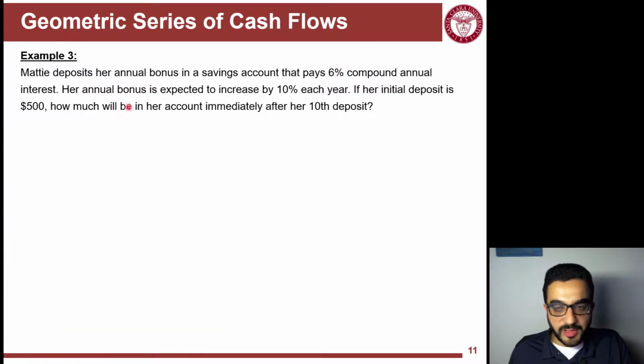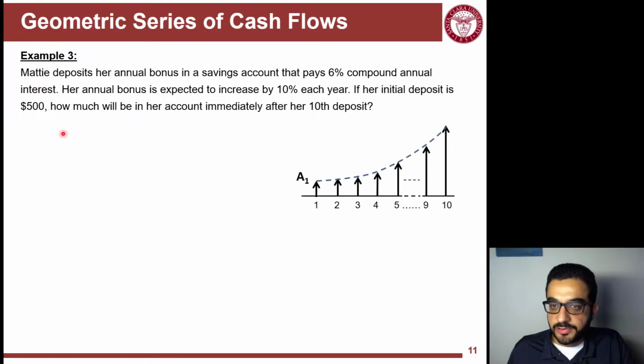So this is an example here. Maddie deposits her annual bonus here that pays 6%. So that's the interest rate or time value of money. Her annual bonus is expected to increase by 10%. If her initial deposit, which is A1 here, is 500, how much will be in her account immediately after the 10th deposit? So it's the future worth.